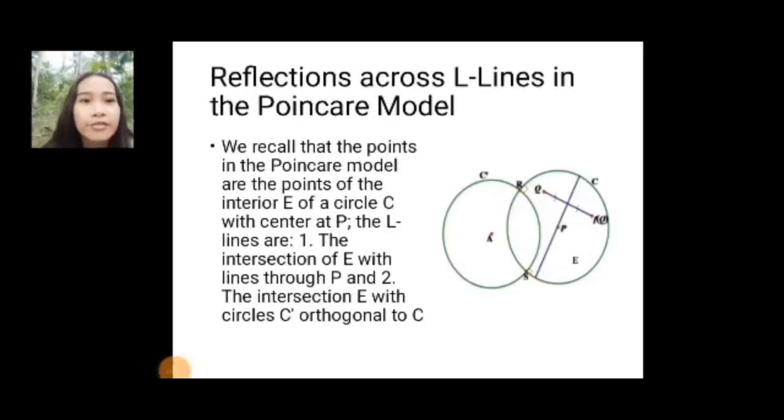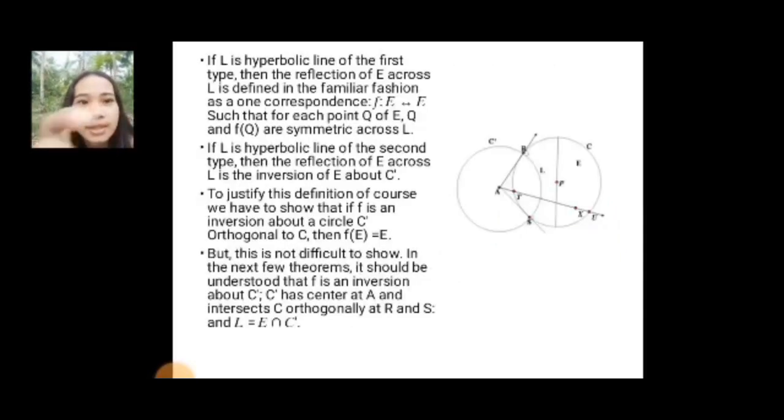Now, we have reflections across L lines in the Poincare model. So, we recall that the points in the Poincare model are the points of the interior E of a circle C with center at P. The L lines are, number 1, the intersection of E with lines through P, and number 2, the intersection of E with circles C prime orthogonal to C. So, makita ra siya sa figure.